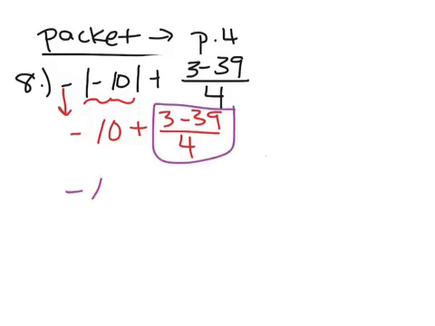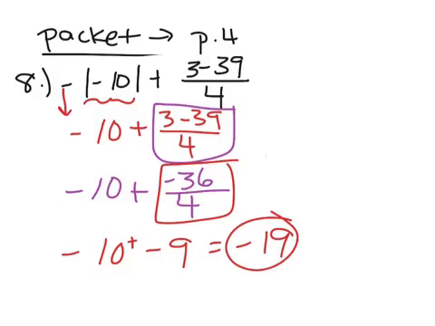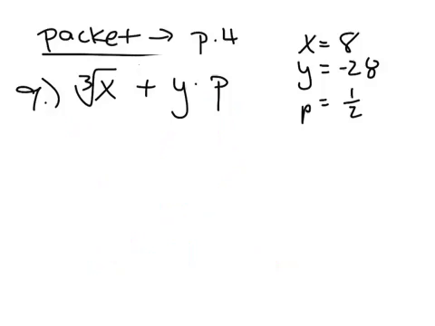So I'm going to bring down my negative 10, plus in the numerator I have 3 minus 39, which is negative 36, divided by 4. So now order of operations tells me I have to divide before I add anything, and negative 36 divided by 4 is negative 9. So I have negative 10 plus a negative 9, which gives me a negative 19. This problem was probably the most missed one of all classes working out this packet.